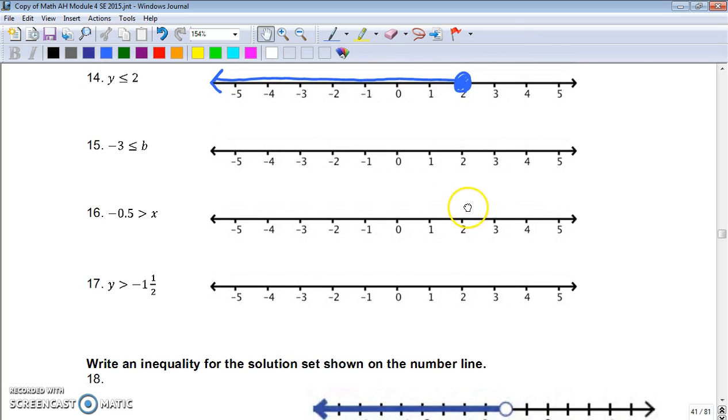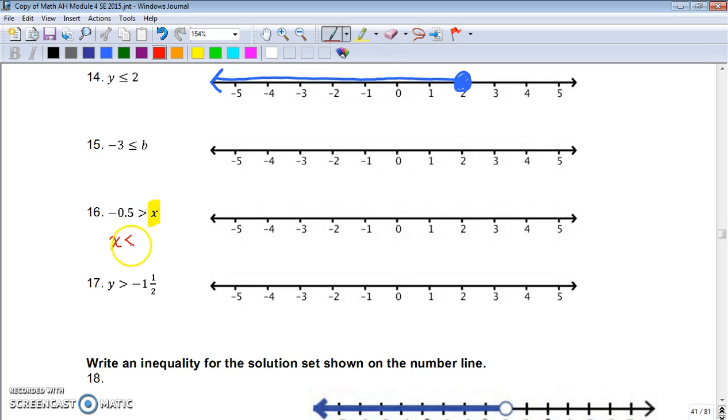Let's look at 16. Whenever you notice that a variable is not on the left side, the first thing we want to do is rewrite this. So we're going to rewrite this, and as we rewrite it, you'll notice that we need to change the way that the inequality sign faces. So this is actually the same statement, just rewritten, and it's easier to graph it in this form. So x is less than negative a half. So negative a half is between negative 1 and 0. So we'll put an open circle there because we don't want to include that boundary point, and we want values that are smaller, so we're going to go to the left.